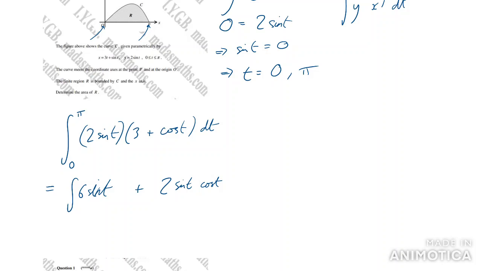Okay, lots of ways we can do that. So we can say that that's equal to, well, sine t integrates into minus cos t, so it's going to be minus 6 cos t. 2 sine t cos t is sine 2t, so the integral of sine 2t is minus cos 2t over 2, evaluated between these limits, pi and 0, and that will give us the area. Not particularly difficult, that question.